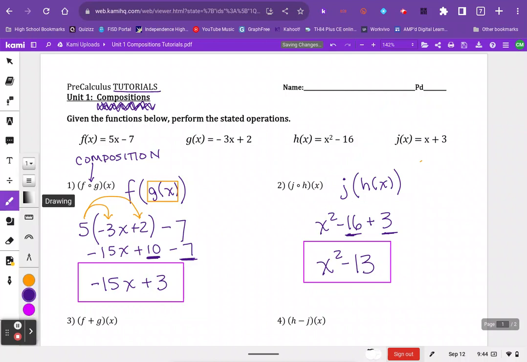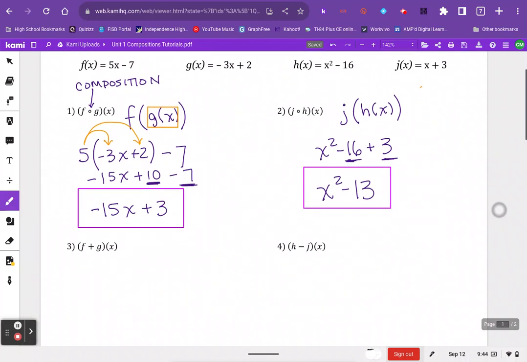Next, we have a couple of combinations. Similarly, number 3 has addition, number 4 has subtraction. So these are no longer compositions, they're just telling us to either add or subtract the two functions together. I'm going to take f of x, and add to it g of x.